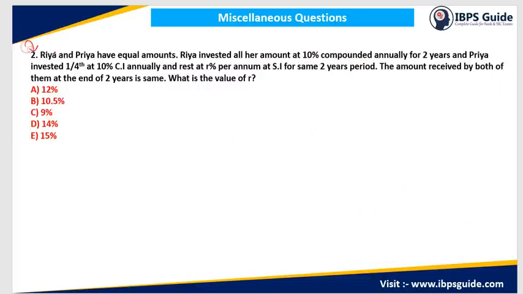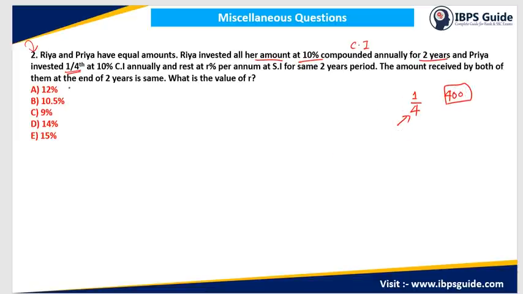So in question number 2 they are saying Ria and Priya have equal amount, that is they have initial same principal. Okay, that is the principal with Ria and Priya are same. Ria invested all her amount at 10% compound interest, annually for 2 years, and Priya invested 1/4. So whenever there is a fraction and they are asking 1/4 of the principal, then I will assume the total principal is 400. Now why 400? Because the denominator is 4.